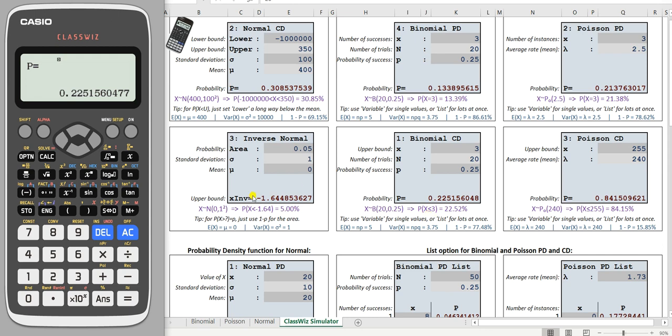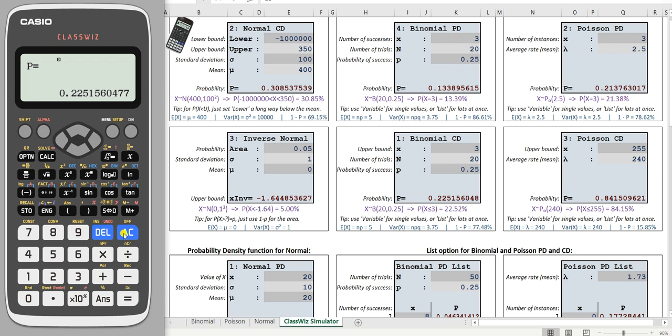So a little bit like with inverse normal, where the number it gives you is the upper bound, with Binomial CD, the default is that the number we put in is an upper bound, an inclusive upper bound, so it's less than or equal to this number, and then the probability that comes out is going to be the combined effect of the probability of getting 0, 1, 2, or 3 successes in this case.